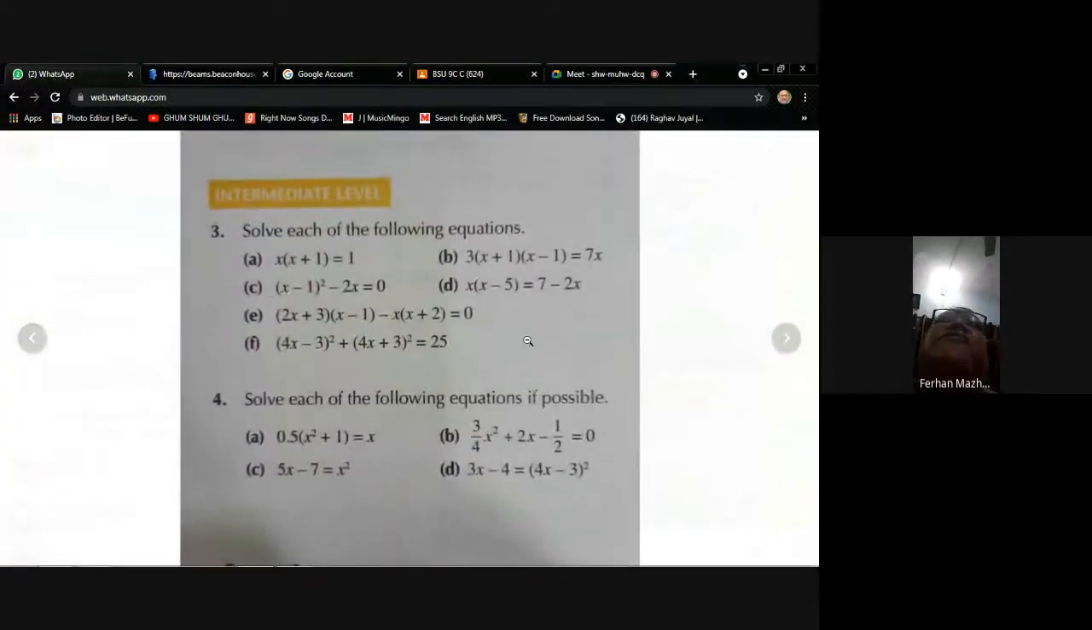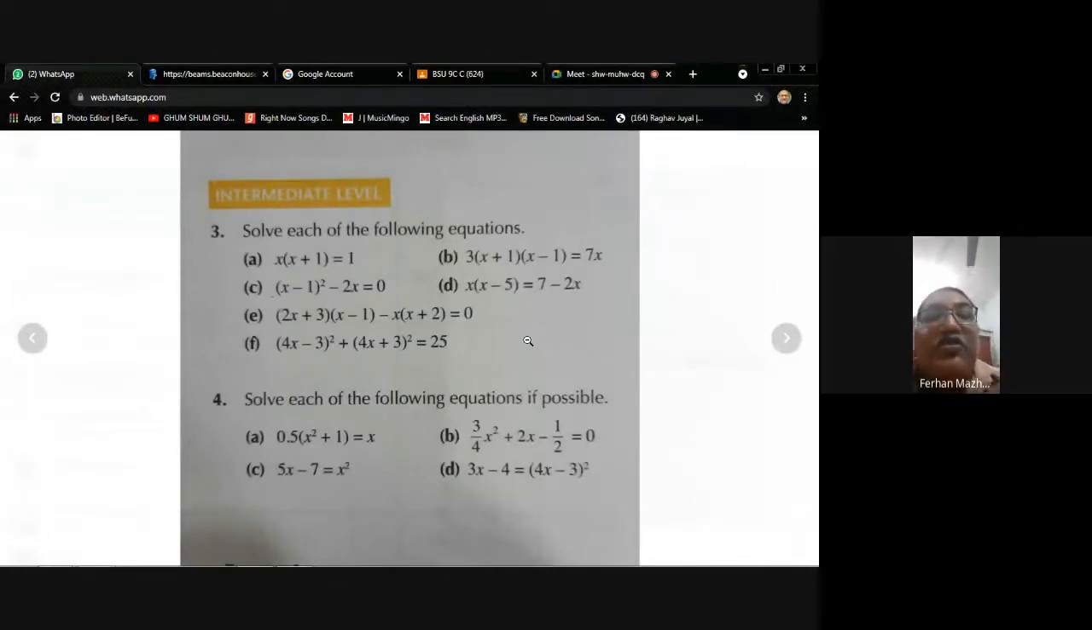Question number 3, F part is showing up on your screen. It appears to be a little bit difficult. (4x minus 3) whole square plus (4x plus 3) whole square equals 25. They want us to solve it. So first of all, I have to open these brackets, simplify it, convert it into the standard quadratic form, and then I will apply the quadratic formula.